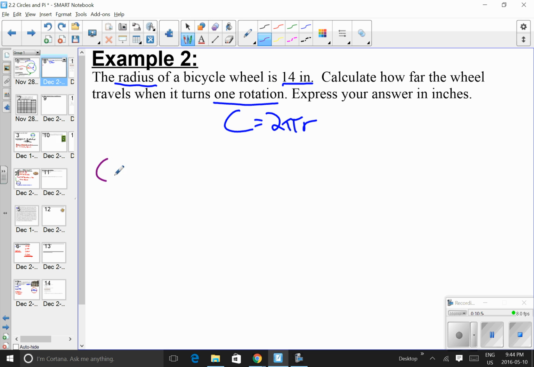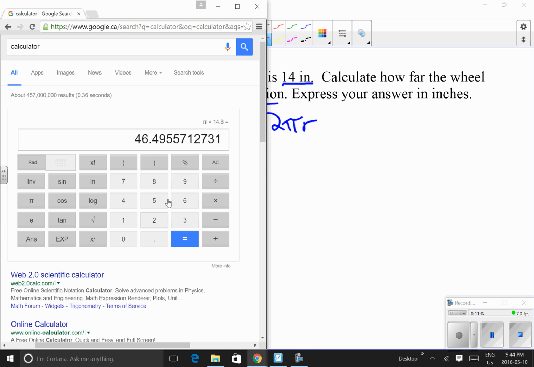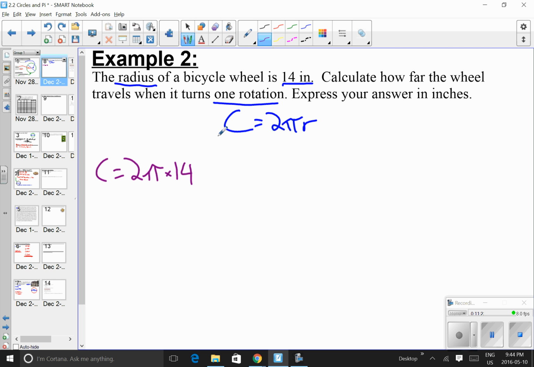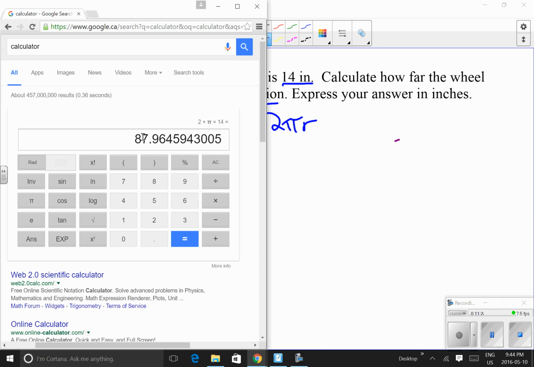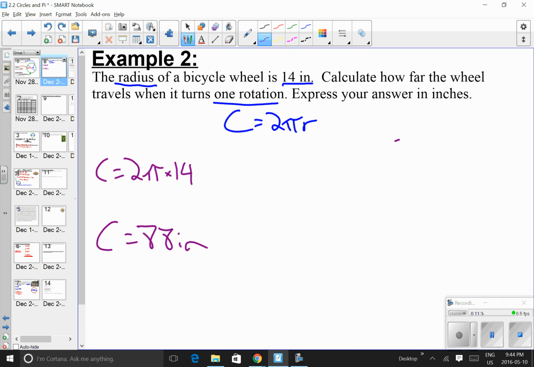So, 2 times pi, and my radius was 14. I can just punch that straight into my calculator. 2 times pi times my radius, which was 14. Bam, there we go. 87.96 inches. That doesn't say where to round it, so I'm just going to round it to the nearest inch. So I'm going to say 88 inches. And that's it.